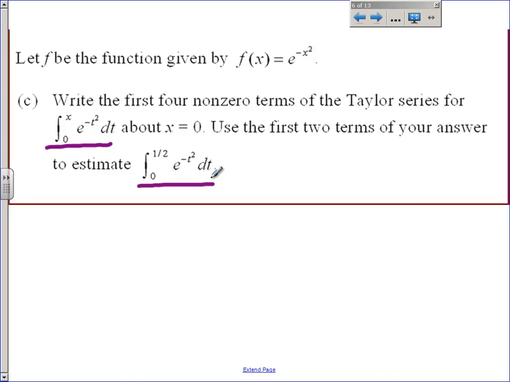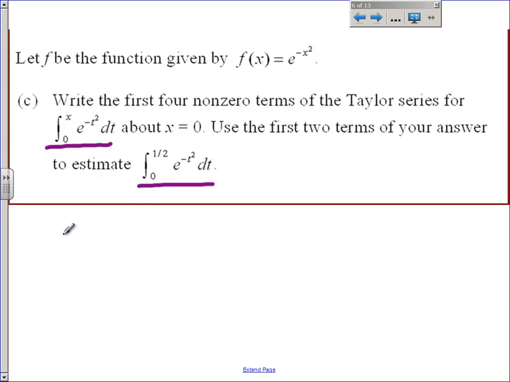This is the power of Maclaurin polynomials. Nobody in the world can integrate e to the negative t squared with an elementary function. Nobody can. So if we can't integrate it, we can't find an antiderivative. That means we can't find area under that curve. But watch what happens when we replace this with the Taylor series.